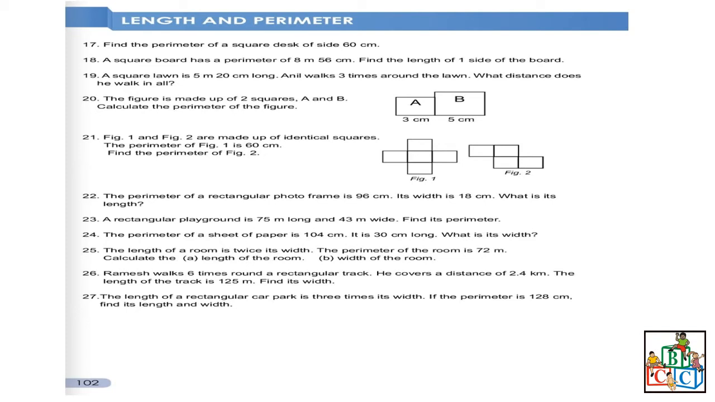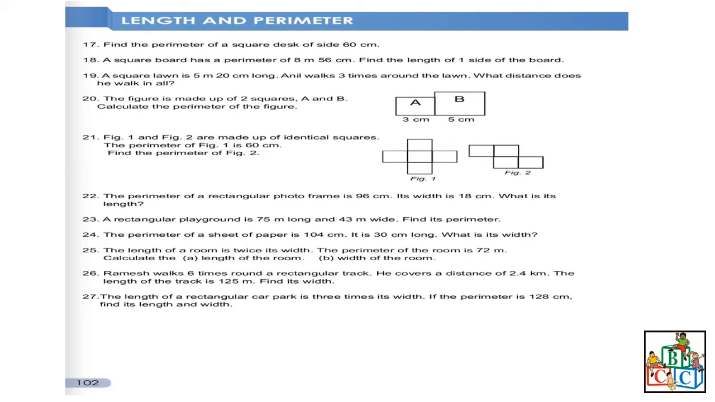So how to calculate the perimeter? You have to find out all the sides which are outside. The shapes which are outside, you have one side 3 centimeters, and the other shape, a square shape, is 5 centimeters. So we are going to read all the questions first, then we'll take a look at some of the questions.